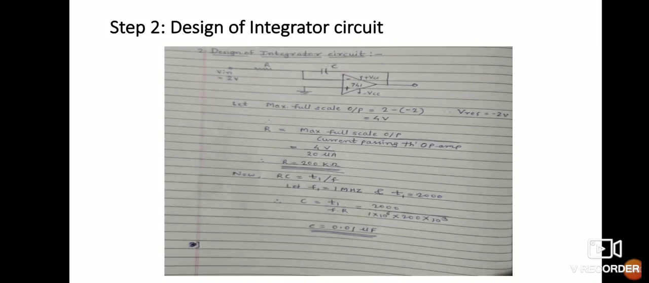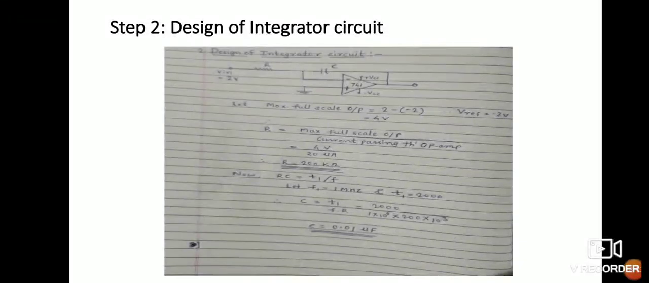So here the frequency which is given to the AND gate is not given. So for that we can assume. Let us assume that the frequency will be 1 megahertz. So put the values of frequency, T1 and R value, then you will get the value of C. So the C value you are getting is 0.01 microfarad.